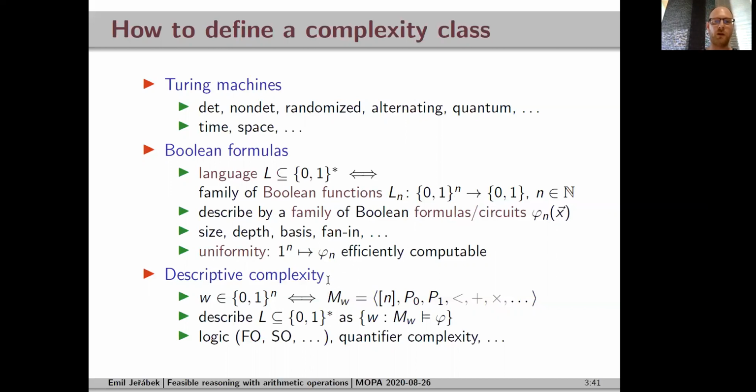And the third way to define complexity classes is using so-called descriptive complexity, where we identify strings over a finite alphabet with certain finite structures, finite first-order models. So if you have a string like this of length n, we represent it as a model that has a domain of size n. So the elements in the domain are, say, the integers 0, 1 up to n minus 1. Then we have unary predicates that tell us what letters are at what positions in the string. So this predicate P0 says which of these indices have 0 at them, and the other one, which of them have 1.